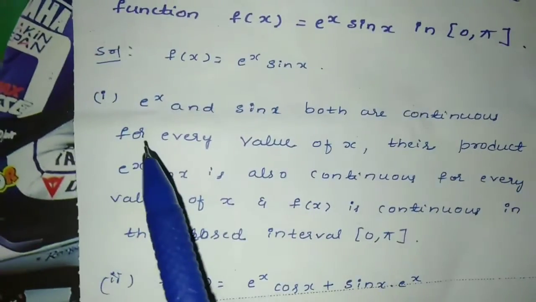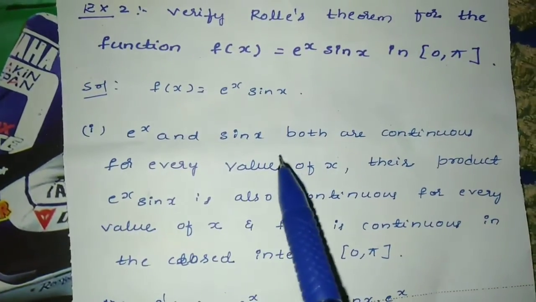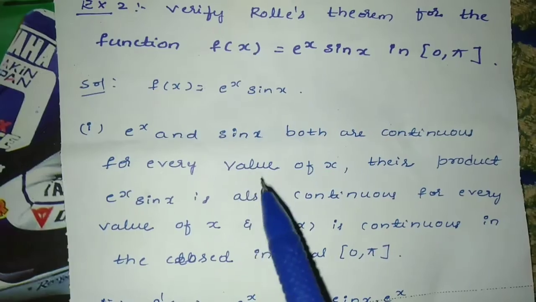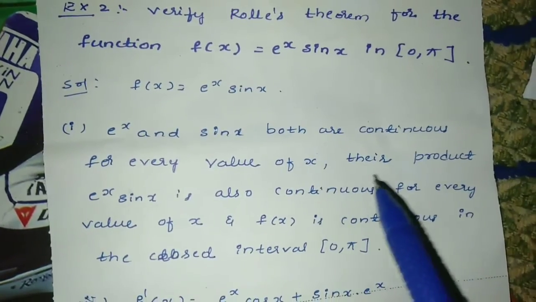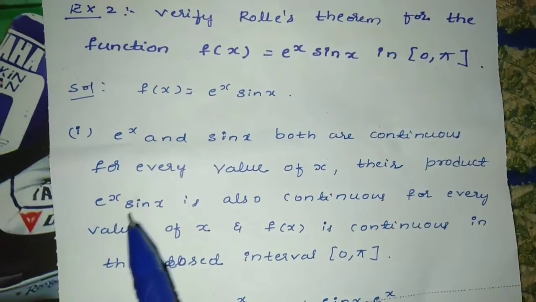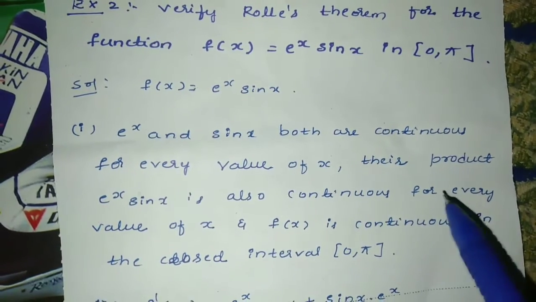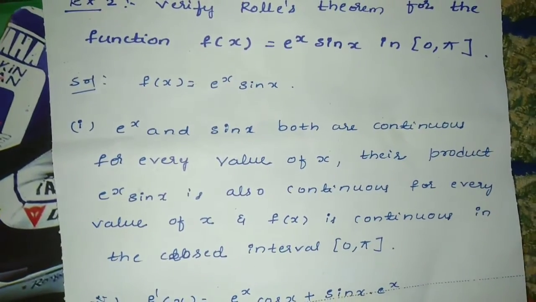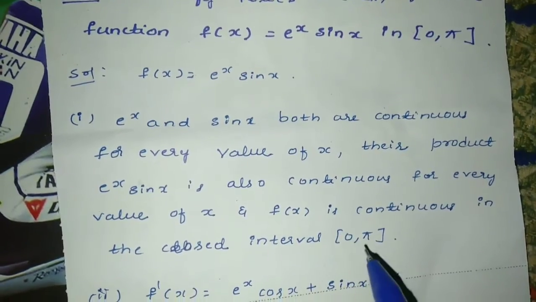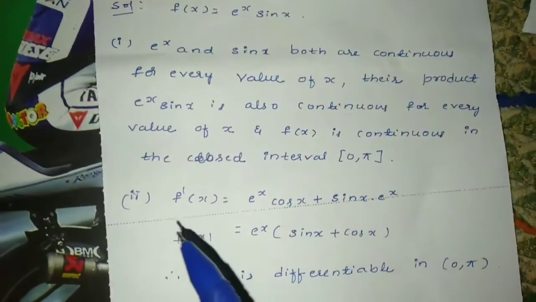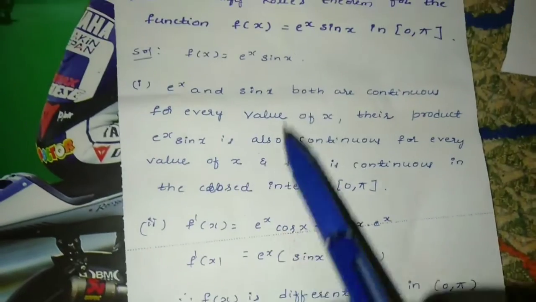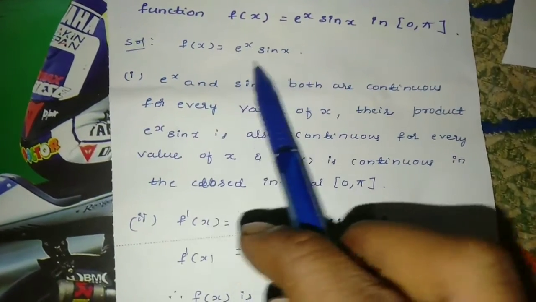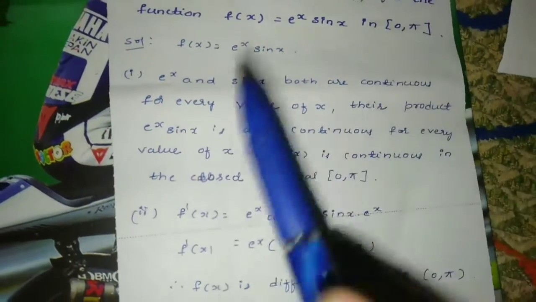The first condition: e power of x and sin x both are continuous for every value of x. Their product e power of x sin x is also continuous for every value of x, and f of x is continuous in the closed interval 0 comma pi. The second condition: now we have to differentiate this with respect to x.